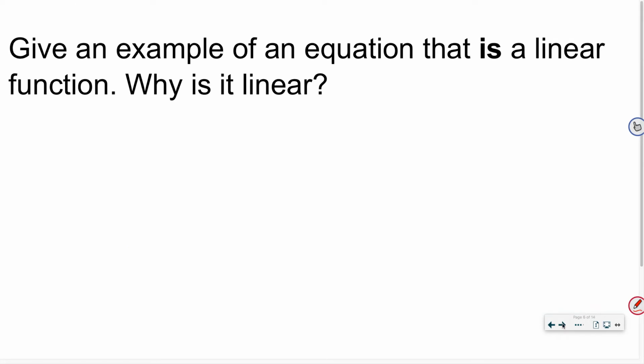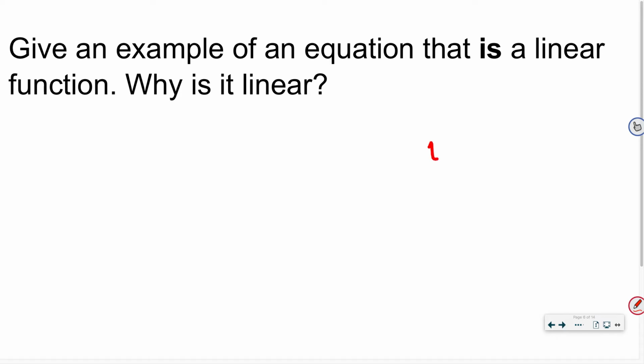Can you give me an example of an equation that is linear? We know it's going to be a straight line. Can you give me an example? 1 over 1. Is that an equation? Oh. Think about the format of the equations we've used. Can you give me one that you know would be a straight line?